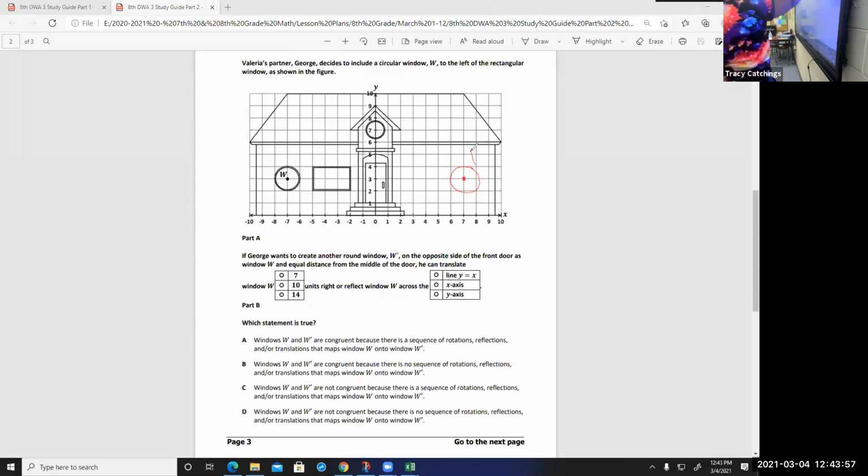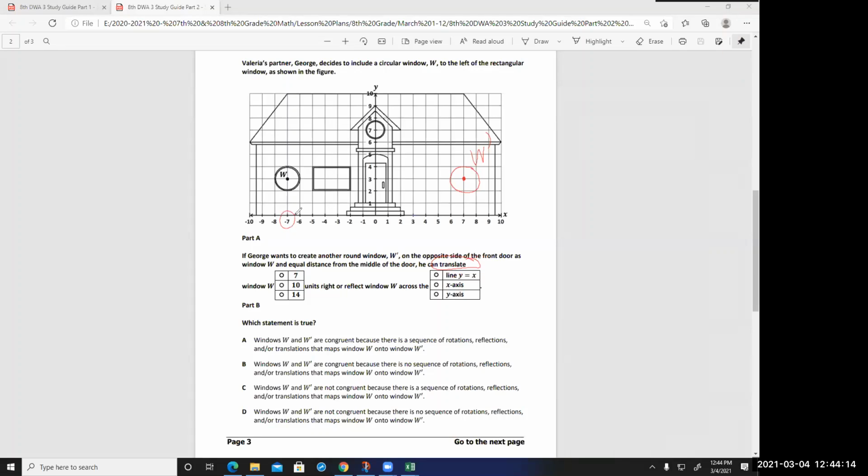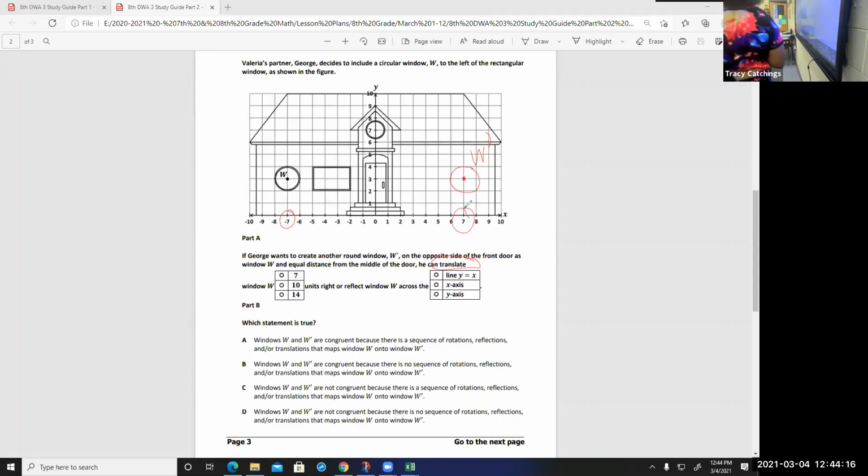All right, so this will be our new window W with the apostrophe. They said George, he did that, so we already did it. And now they said he wants to translate from this W over here to this W. What does translate mean? Good job, slide. So y'all said this was at -7 and that's at +7. How many total units would he have to slide?